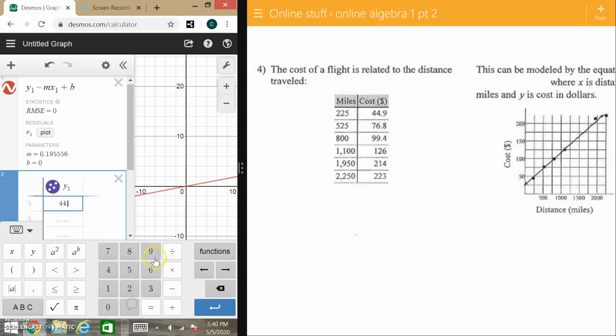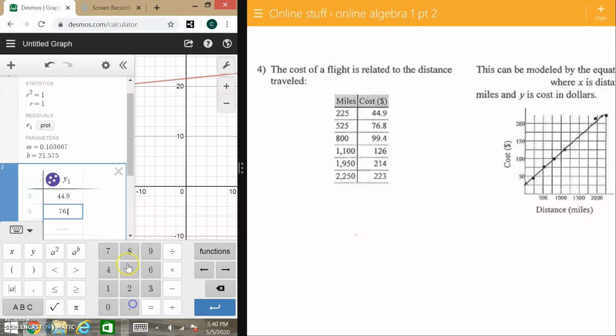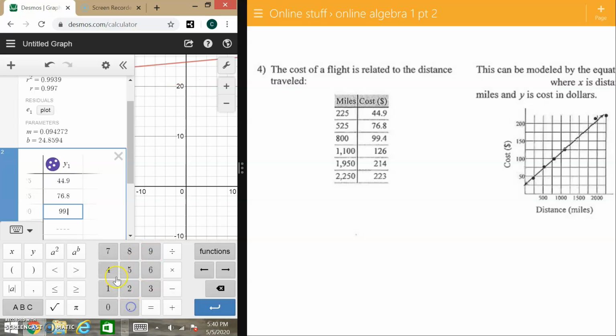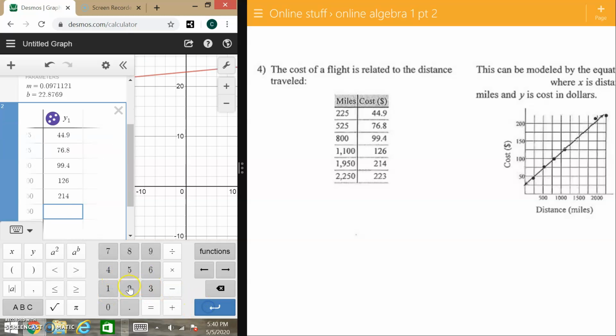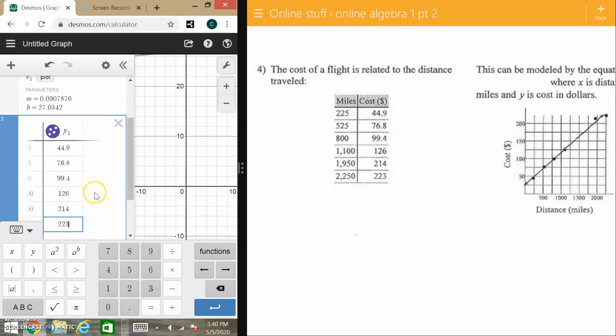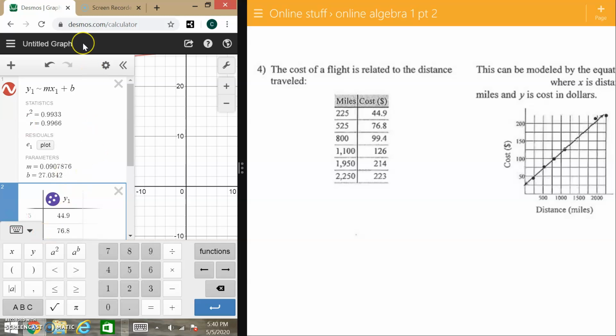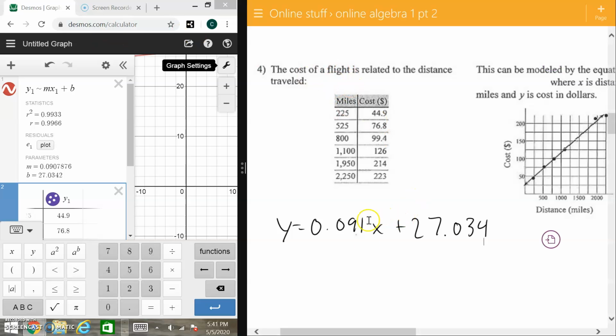Now obviously these are not real costs, but as much as we wish they were: $76.80, 99.4, 126, 214, and 223. Look up here, my M and my B values. So I have Y equals 0.091X, remember, go into that third decimal place, plus 27.034. What that tells me is I can plug in the amount of mileage for X, and it would tell me the approximate cost of the flight related to this specific airline, if this was the real one.